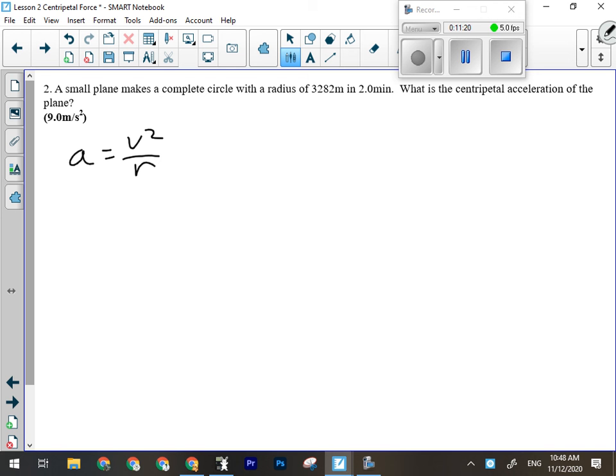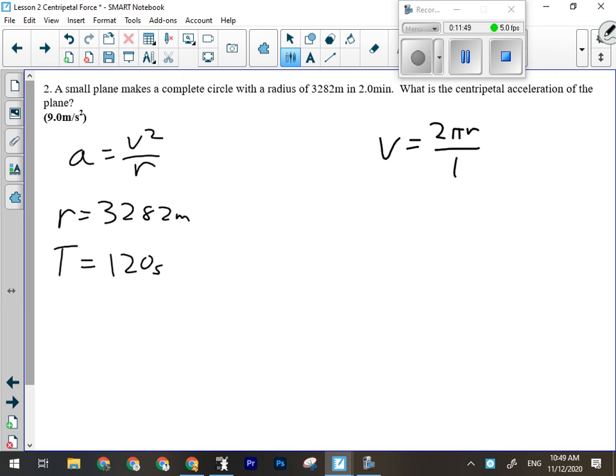The reason we have to do that in this question is we're not given v, and it's the only way we can get a. The stuff we are given is radius, 3,282 meters, and we're told the period is 2 minutes. Do we want that in minutes? No, we definitely want that in seconds, so 120 seconds. Now, as I said, they don't give me v, but I do have a formula that solves for v, and that's 2 pi r over t.